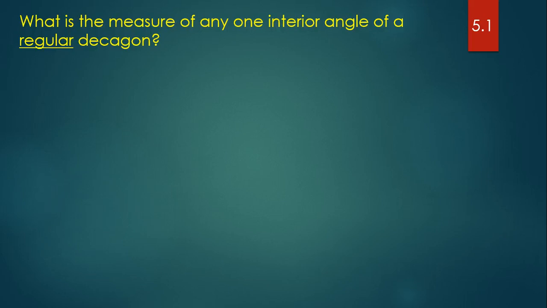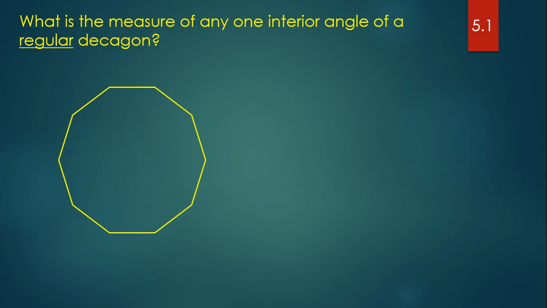So we've talked about the measures of the interior angles of a polygon, and we've talked about what a regular polygon is. So let's put those two ideas together and try to figure out what the measure of any one single interior angle of a regular decagon is. So here's a regular decagon. It has 10 congruent sides, 10 congruent angles.